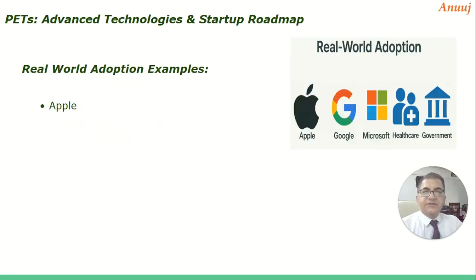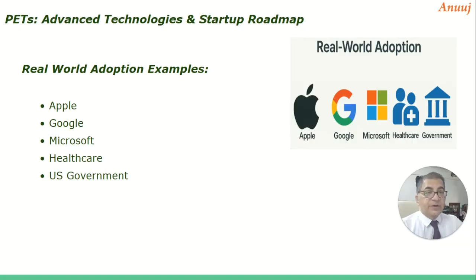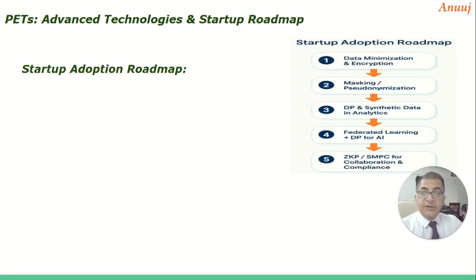Real world adoption examples: Apple uses PETs. It gets information about what predictive language you are creating on your keyboard. It does not get the information of who is creating that. Google looks into the entire map information to tell you about the traffic. Microsoft does it for their browser. Healthcare organizations do it for detecting disease and cures. And the US government has already used it for creating the census information for the elections held in 2020. So in the real world, privacy enhancement techniques are being used.